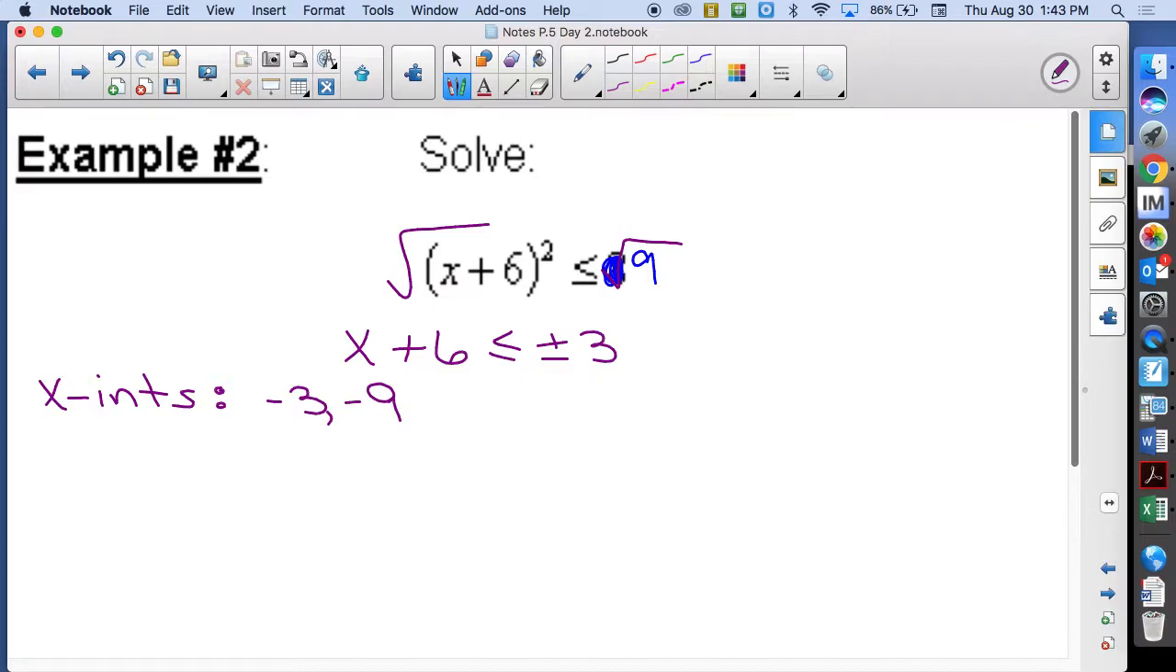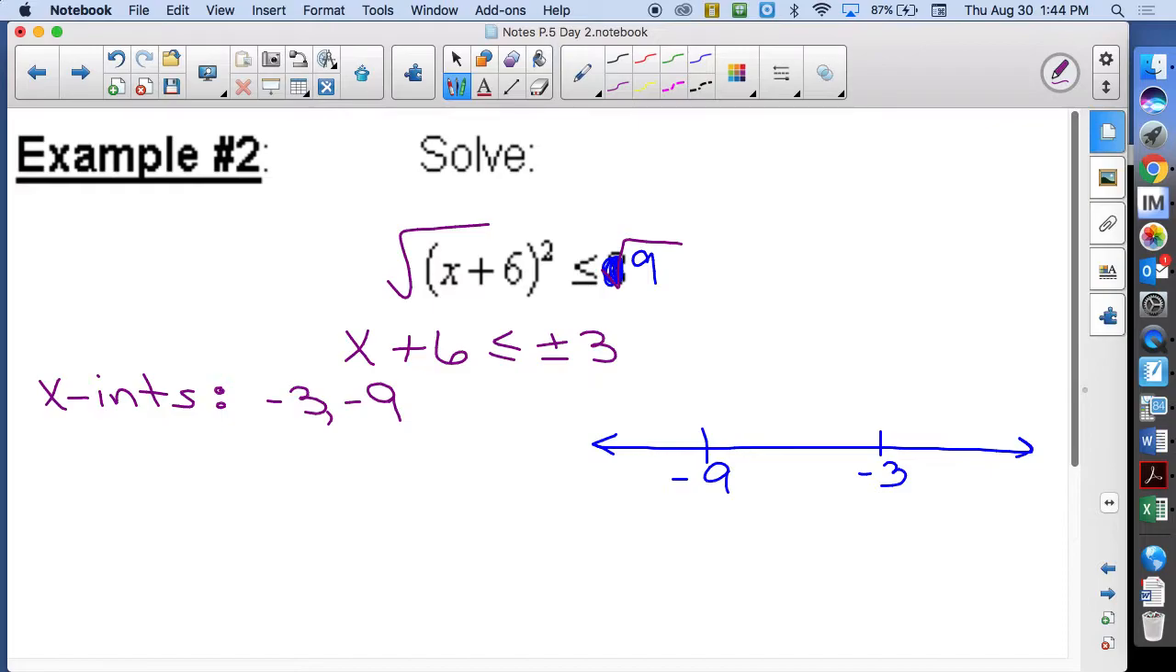So again, I don't want you to think of this as solving. Think of it more as finding these x-intercepts. So create your number line. Which one's smaller, -3 or -9? -9, yeah. So -9 and then -3. And then do a little test. So we're going to do a little test here.